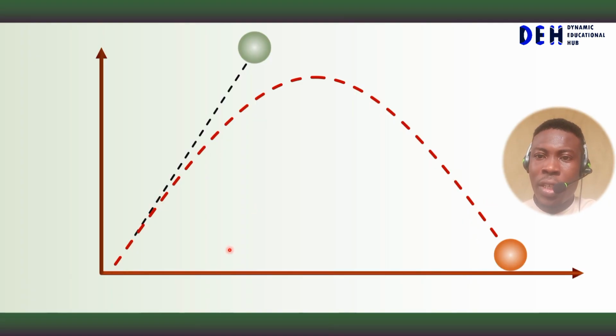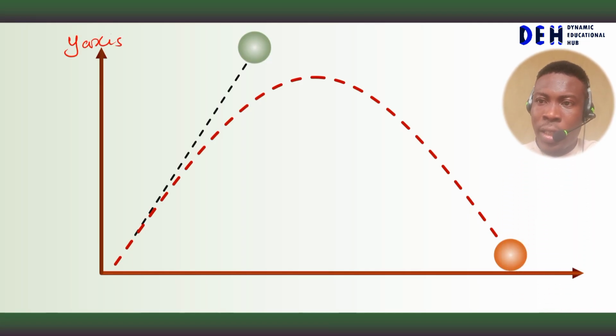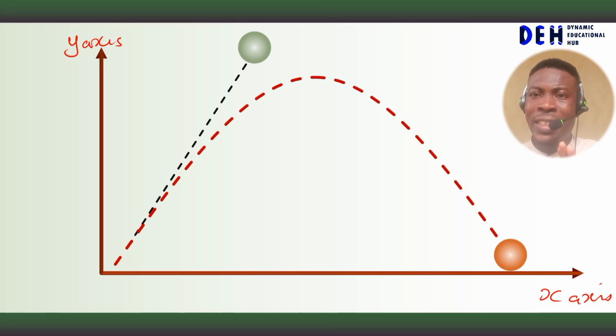Now let's observe something here. We are going to see that this object is covering both vertical distance and horizontal distance, because this here is the y axis and this here is the x axis. We can vividly see that this object is displaced vertically along the y-axis and horizontally along the x-axis. So we have two-dimensional motion, 2D motion, of this object.